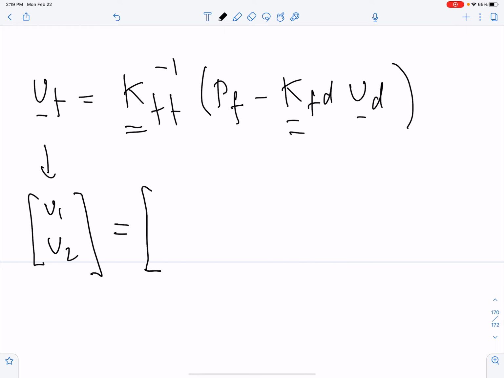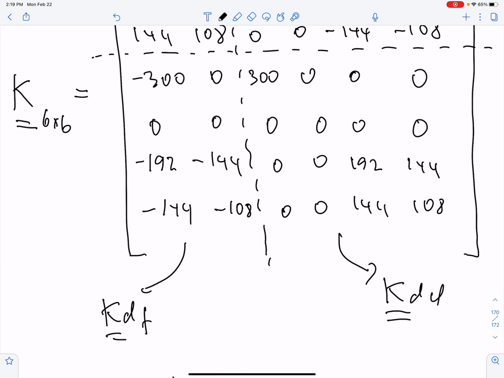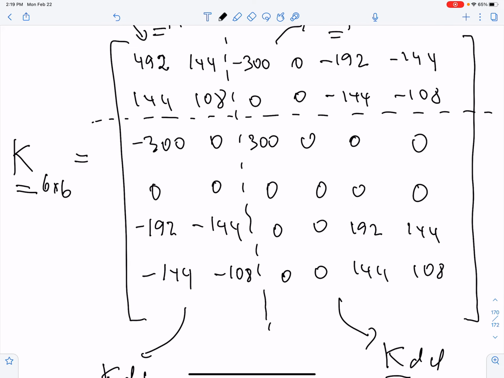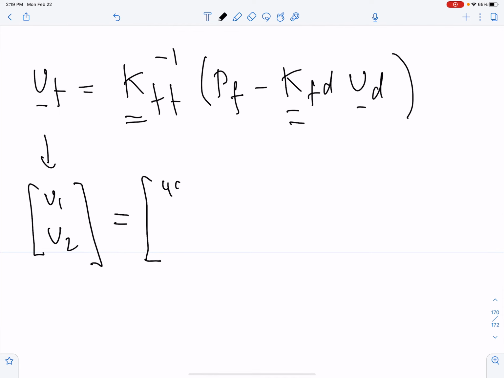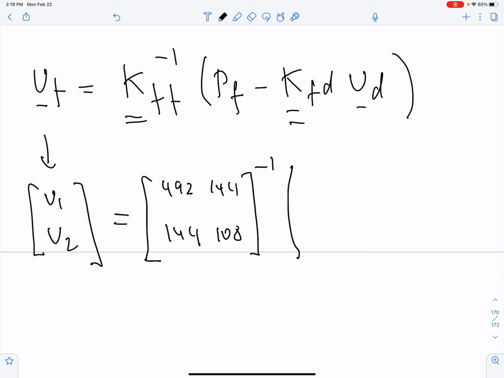KFF minus 1 is the top block with entries 492, you see it here. 144, 144, 108, minus 1. This guy multiplies PF. Remember, in the x direction, the applied force was 0. In the y direction it was minus 9.